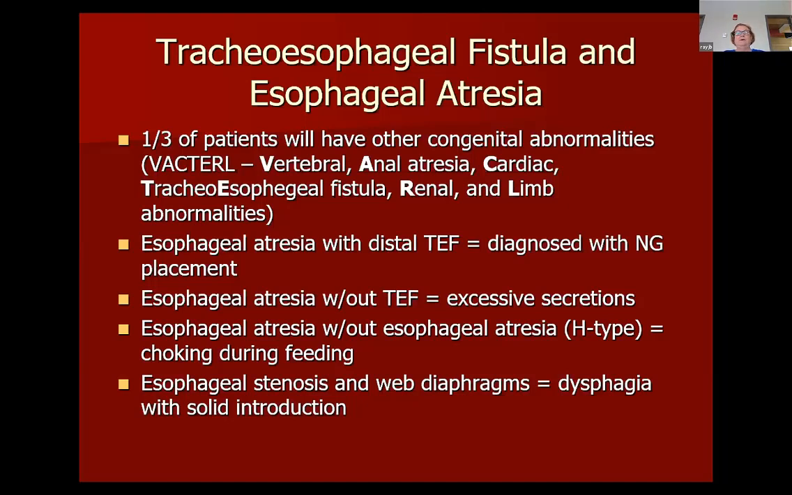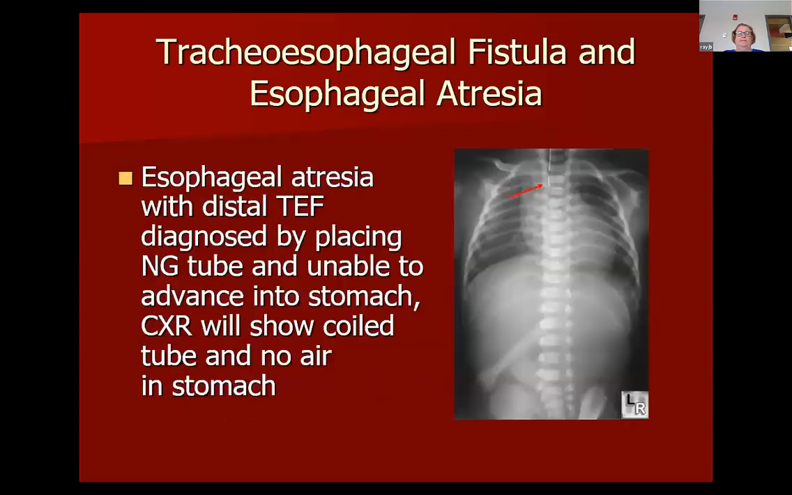The H type is supposed to be the most rare type, but of the 3 that I've had in my experience of 35 years, or now almost 36 years, 2 of the 3 were actually H types. And then those ones with a web or diaphragm, like we talked about, that's similar to that antral web, they just do very poorly when you get to a bigger consistency coming through, like with solids.